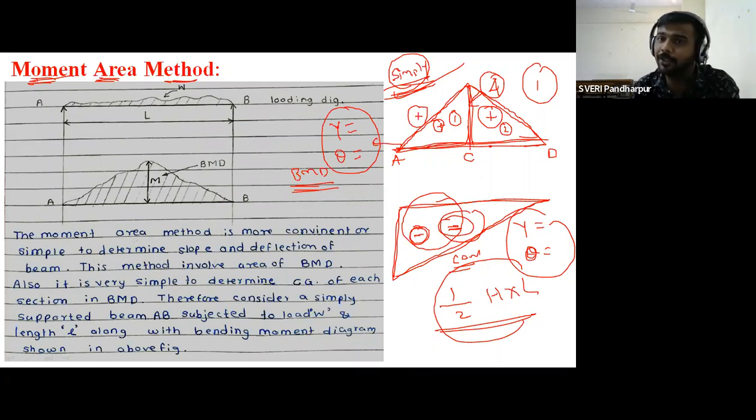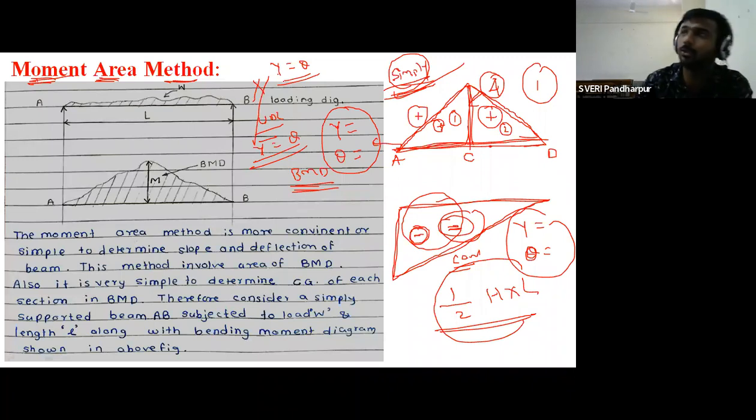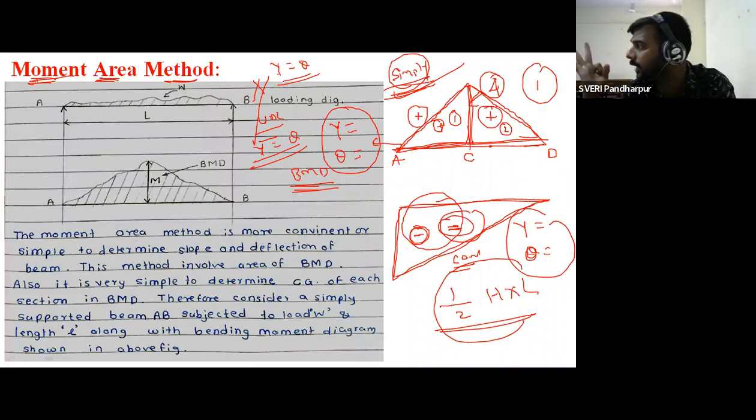If your simply supported beam is subjected to a center point load, your y and theta will be different. If your simply supported beam is subjected to a UDL, again y and theta will be different. So the deflection formulas for the simply supported beam subjected to a point load and subjected to a UDL are not the same. When your load changes, your slope formula will change and your deflection formula will also change. It means the variation of slope and deflection is mostly depending upon three conditions.